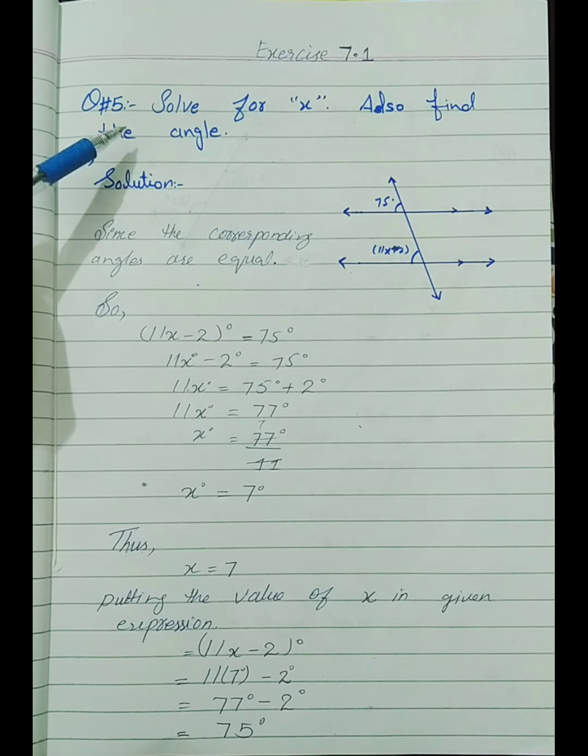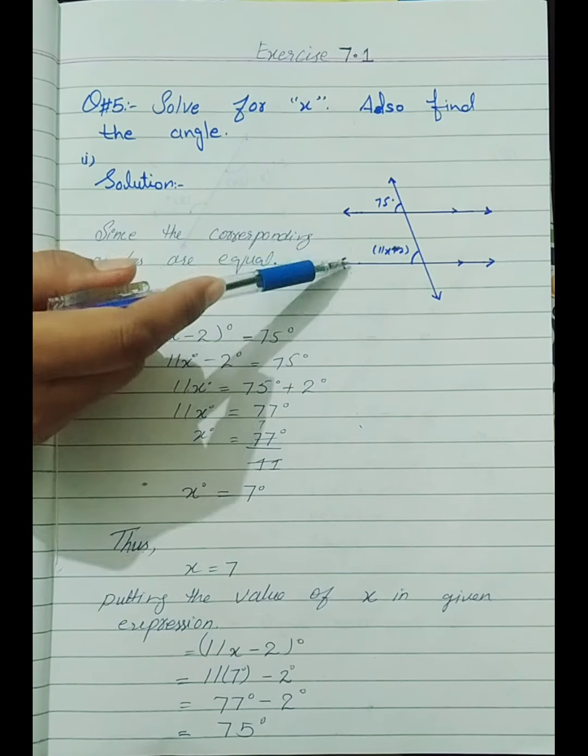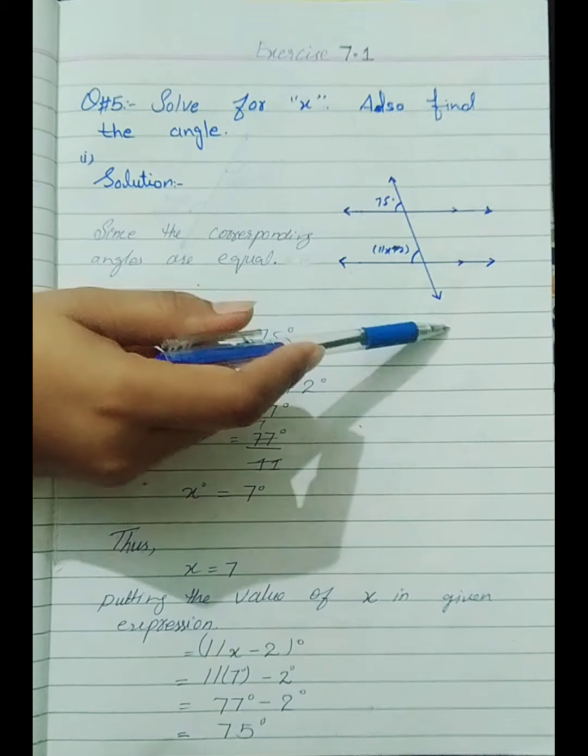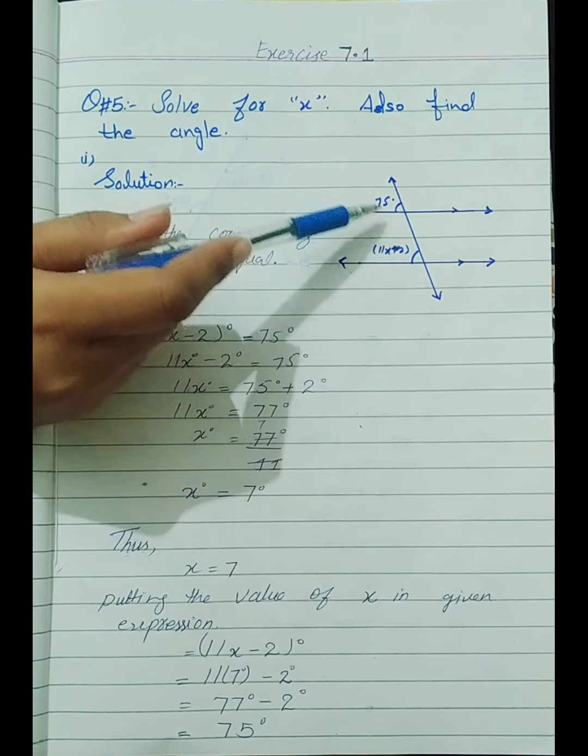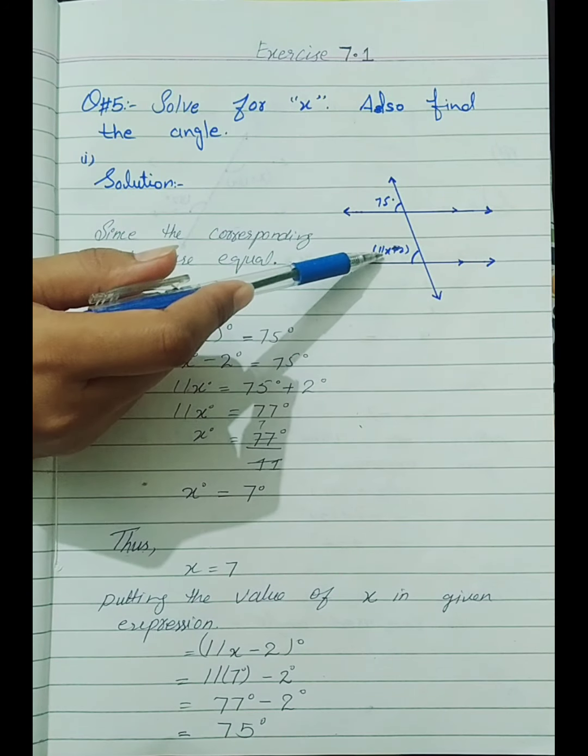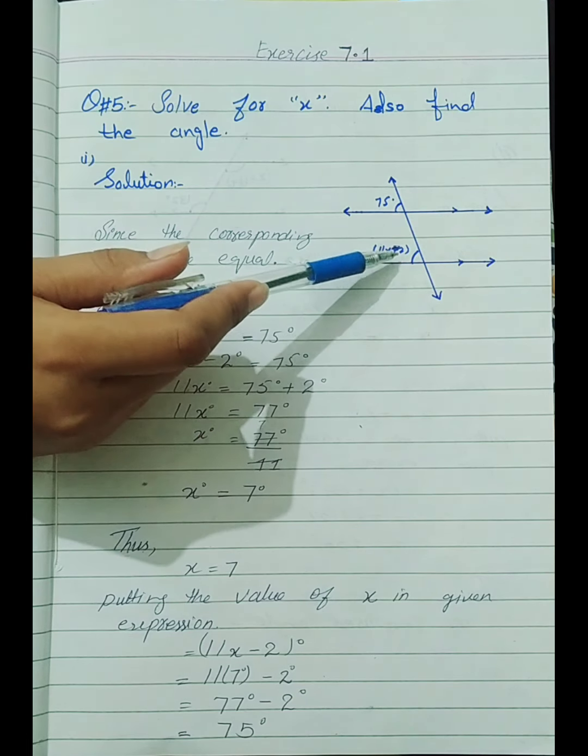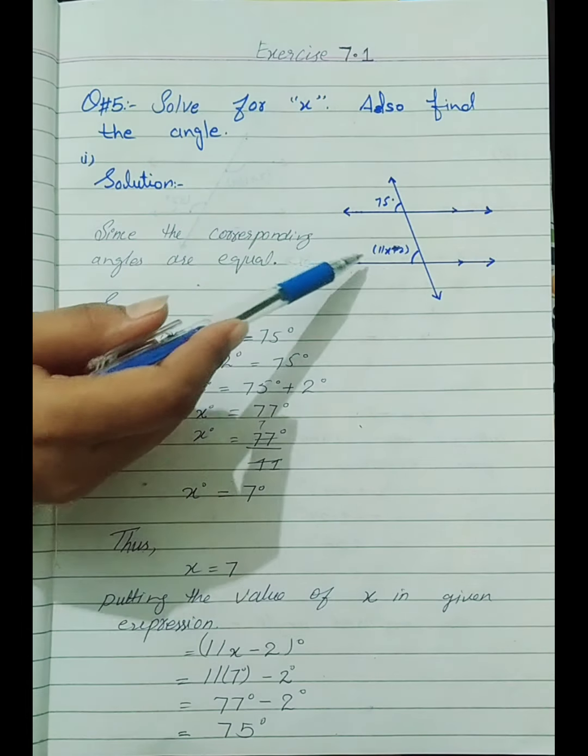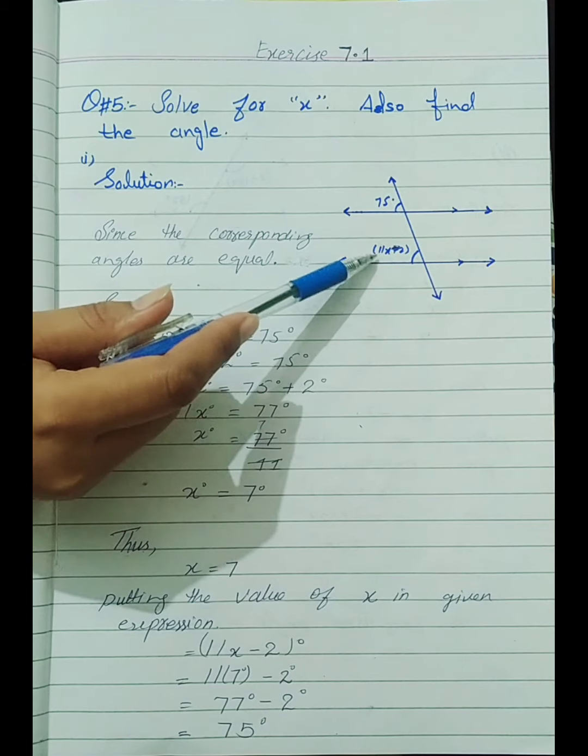Today we are going to start question number 5 of exercise 7.1. The question is: solve for x, also find the angles. So we have two parallel lines and one transversal, and we have two angles. One is 75 and the next is 11x minus 2. So firstly we find the value of x, then the angle.